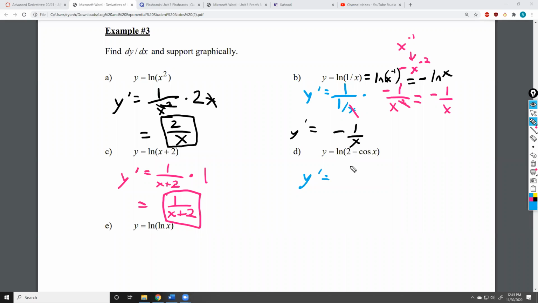Natural log of 2 minus cosine of x is 1 over whatever's inside the logarithm. So 2 minus cosine of x, times derivative of the inside part. Derivative of 2 minus cosine of x. Well, that is 0 minus derivative of cosine, which is negative sine. So we got a positive sine of x on the top, and then we have a 2 minus cosine of x on the bottom.